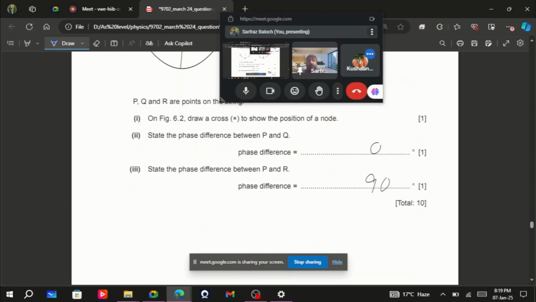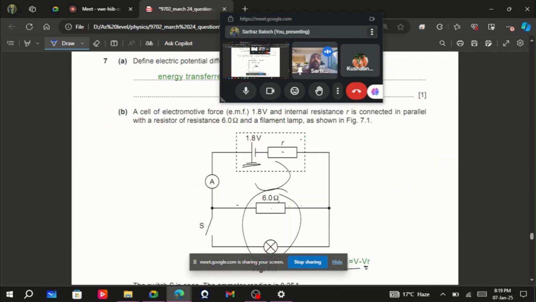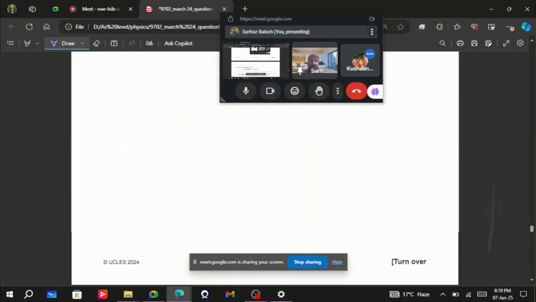Okay. So next is about the potential difference or electromotive force. Wait, sir, one second. Can you go back to the previous question? This question.